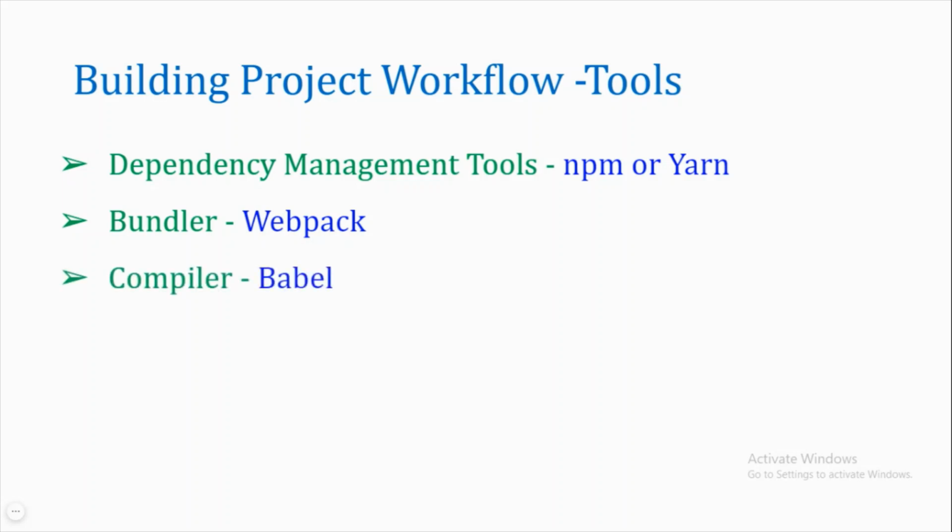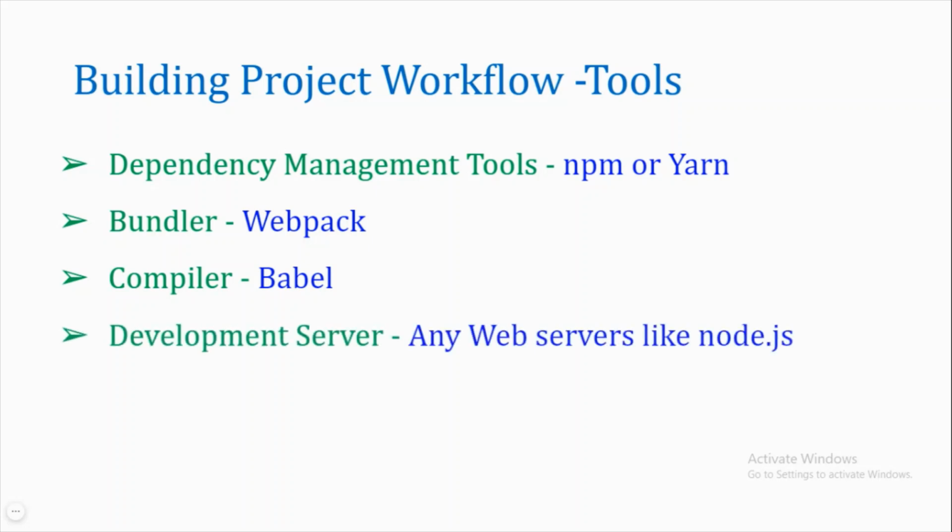We also need a compiler to convert the next generation JavaScript features into compatible code that works on all the browsers. Babel will be used for this compilation, which works with Webpack while bundling the code. Finally, we need a development server in order to test our code in our local machine. This can be any web server like Node.js.